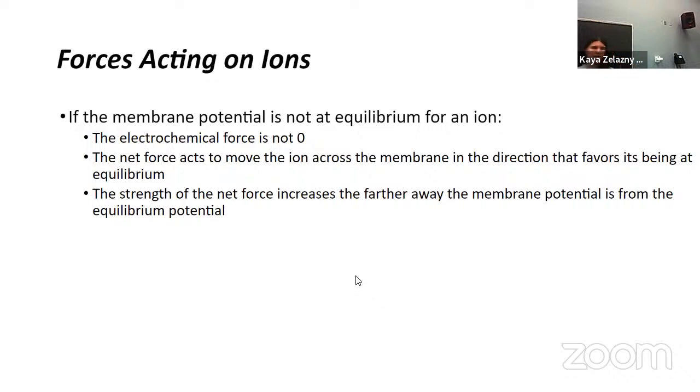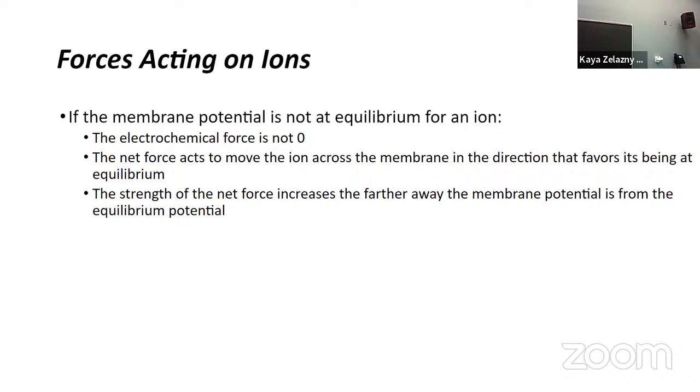So if the membrane potential is not at the equilibrium potential for an ion, the electrochemical force is not zero, which means there is a force on it. We're going to be moving in the direction that takes us closer to the equilibrium potential, right? If we're really far away from the equilibrium potential, like our +60 equilibrium potential for sodium, really far away from the -70 resting membrane potential, right?